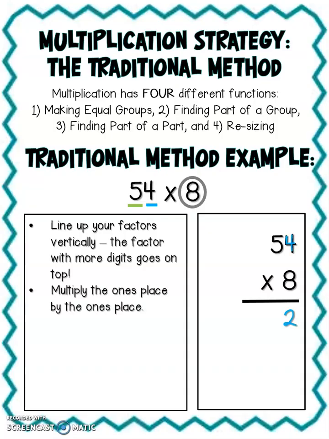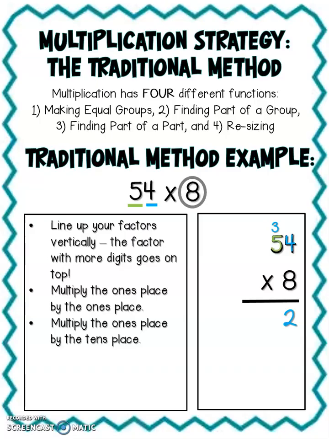8 times 4 is 32, so I'll write down the 2 and carry the 3 because I know that I can only put one digit in a spot. You can't try to squeeze two digits in one place value position. So that's why we need to write down the 2 and bring up that 3 or carry that 3 because really that's representing 3 tens.